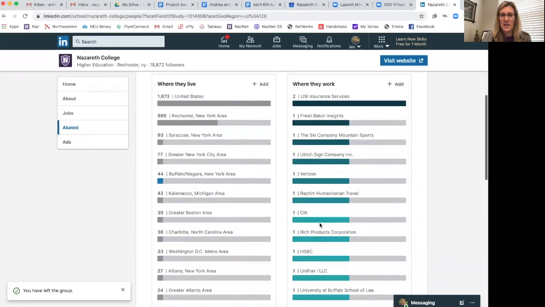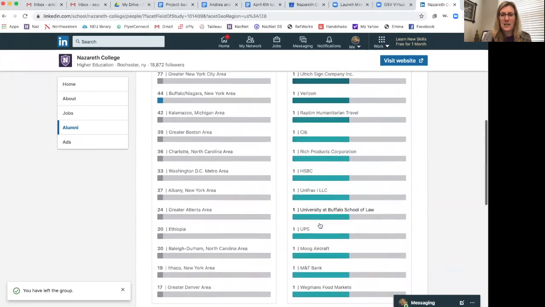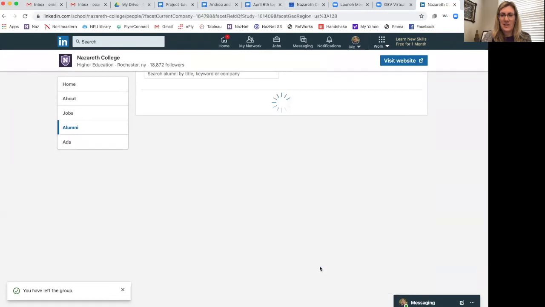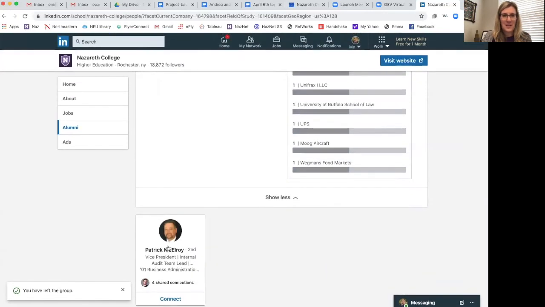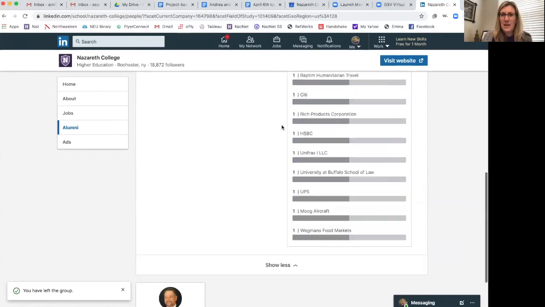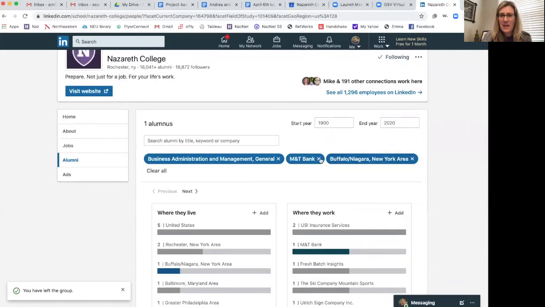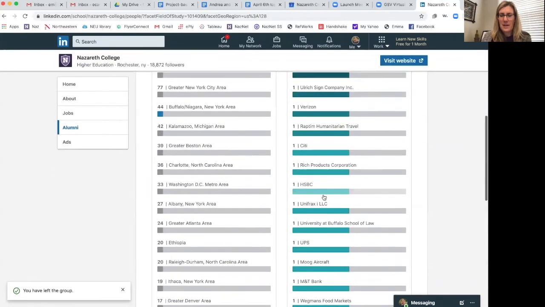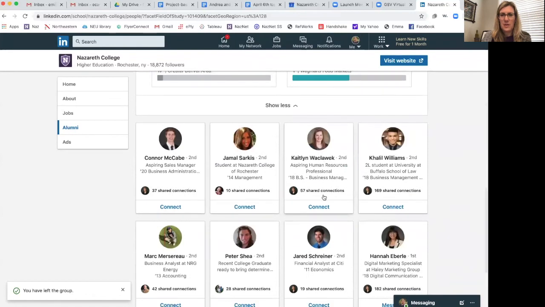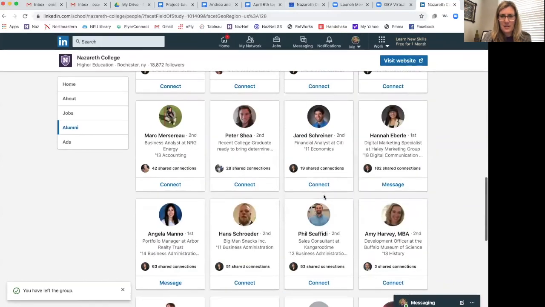Say I might want to look at some of these organizations. I could click in and find out, well, who is this person that works at M&T? Well, it's Patrick McElroy. And so then I could see maybe wanting to connect with him. You can back out of that and say, okay, maybe I want to look at all Buffalo alumni who studied business. And now I'm seeing the full list here down below.